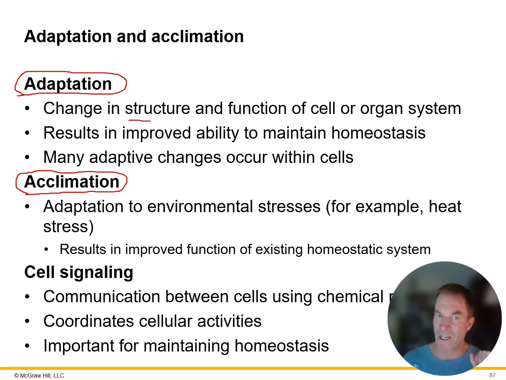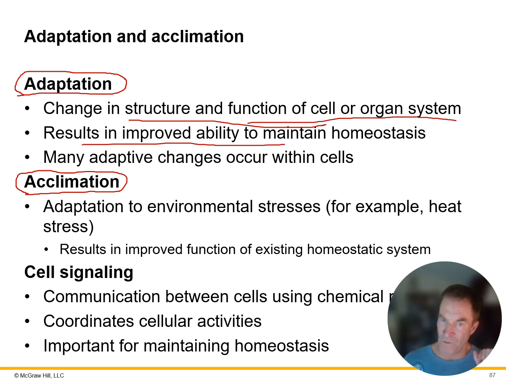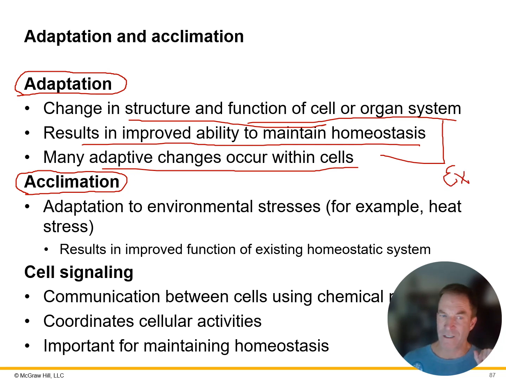It's actually a change in structure and function of a cell or organ system that results in improved ability to maintain homeostasis. Many adaptive changes occur within cells. What is one of the main stimuli we're going to be looking at to find these adaptations? Yes, exercise. Okay. Acclimation is adaptation to environmental stresses, for example, and results in improved function of existing homeostatic mechanisms.